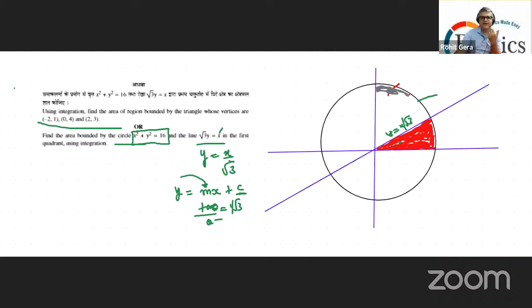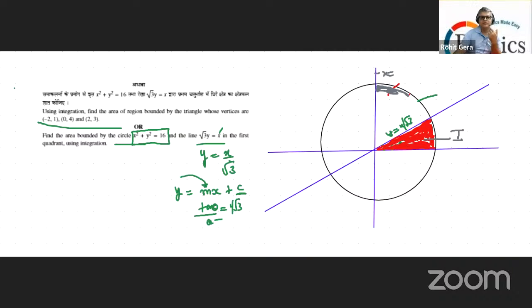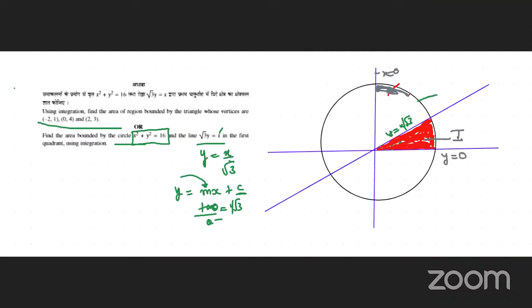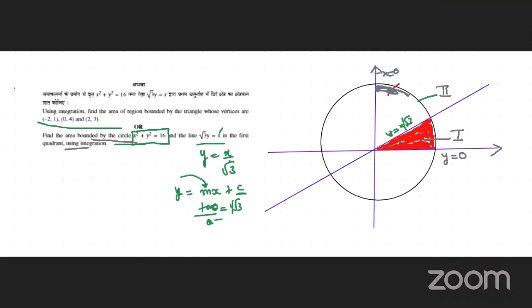You can ask now, why are you selecting this? Why not the upper? In the case of upper, x is equal to 0. In the lower, y is equal to 0, which means I have to take the x-axis. In the upper, I have to take the y-axis, but it is not clear which area I need to take. It just says first quadrant. The upper area too is also first quadrant. The lower area is also first quadrant.